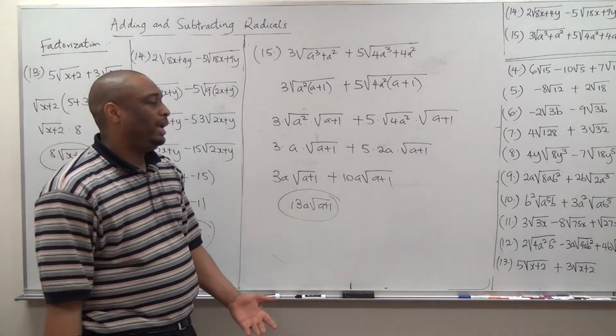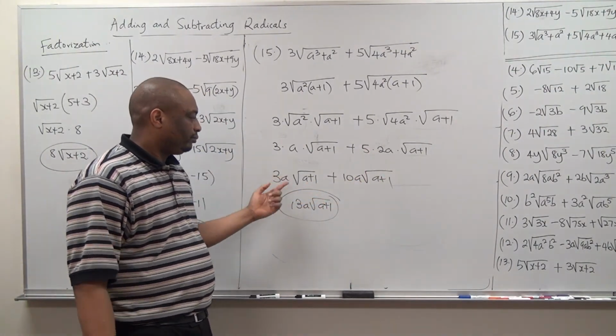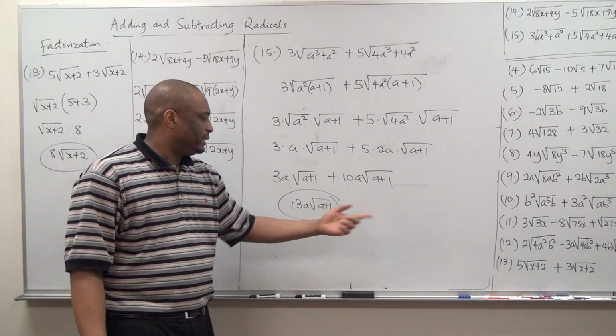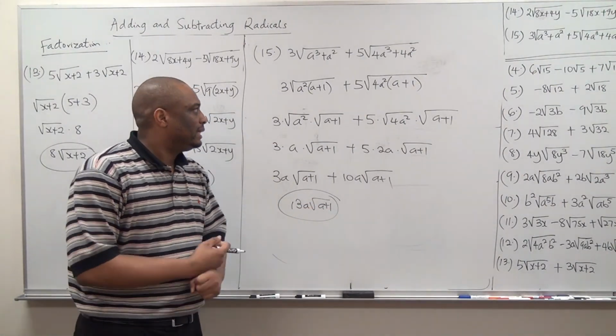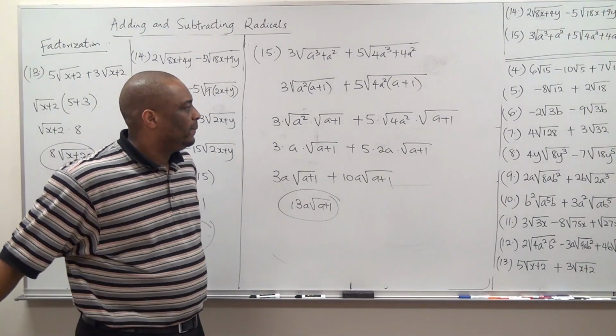How did I get 13a? Just factor out square root of a plus 1, parenthesis 3a plus 10a. 3a plus 10a is 13a. And this is 13a times square root of a plus 1.